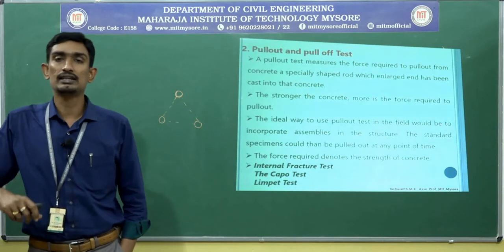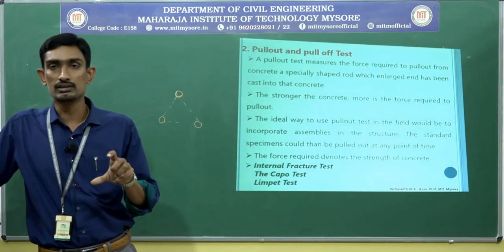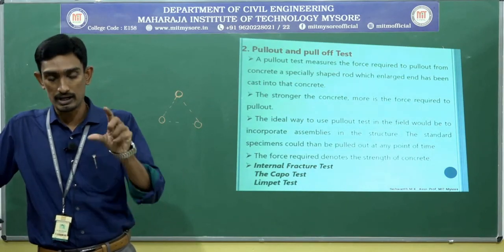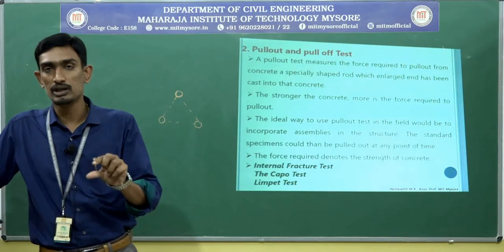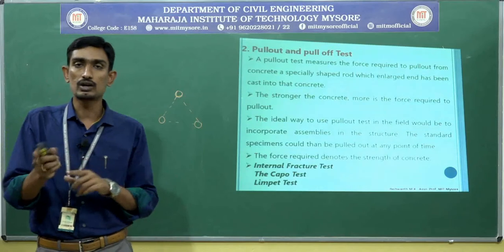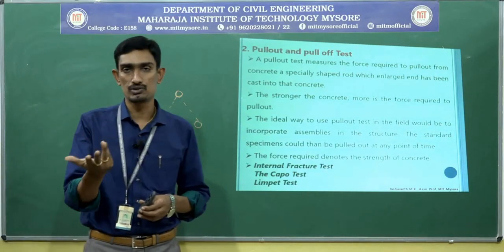The lesser the penetration, that means the exposed length will be more, and the better the quality or strength of the concrete. If penetration is more, the exposed length will be less, which means the quality or strength of the concrete is bad. Like that they are going to correlate. The length will be correlated with the compressive strength.